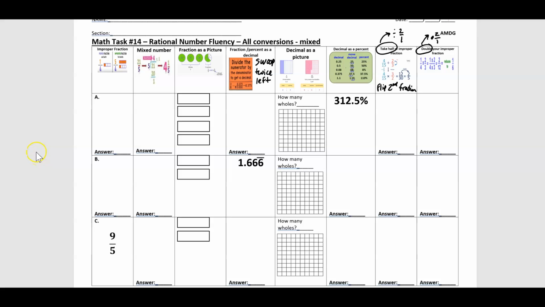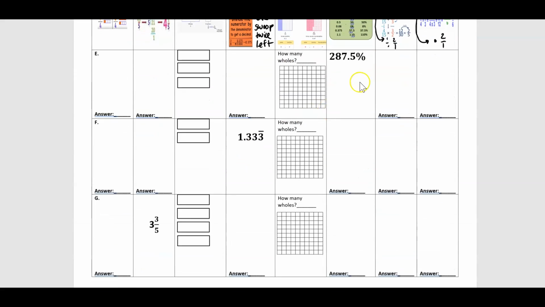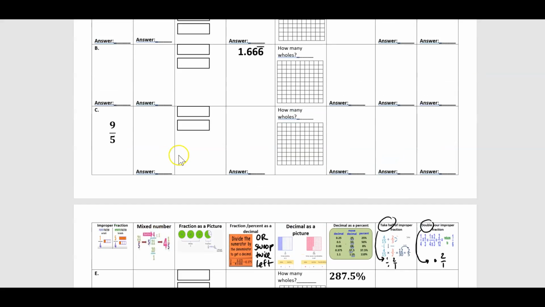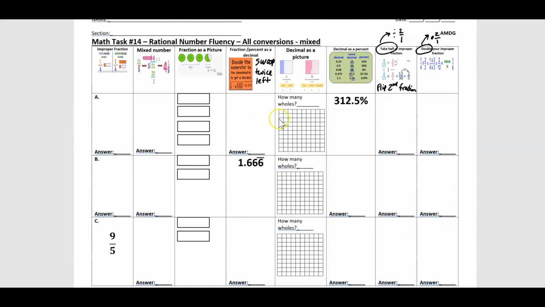Welcome to math test number 14, rational number fluency, all conversions and mixed. So you will notice that in each square today, I have something that is a little bit different than before. Sometimes I give you a percent, sometimes I give you a decimal, sometimes I give you a fraction. So it's going to be up to you to decide how you want to do this.